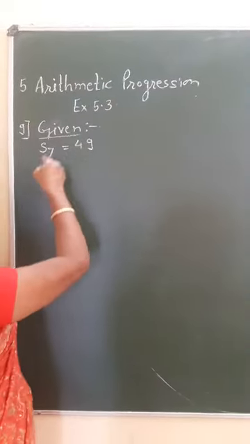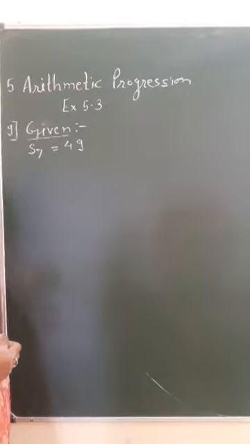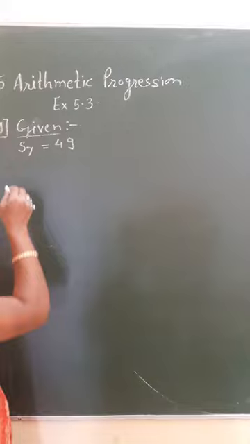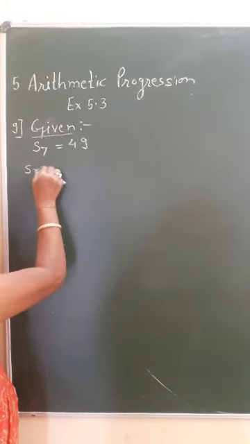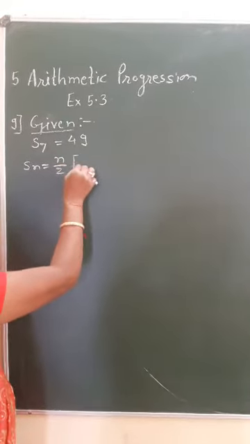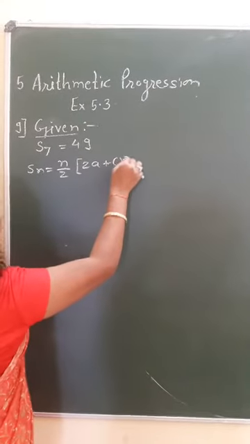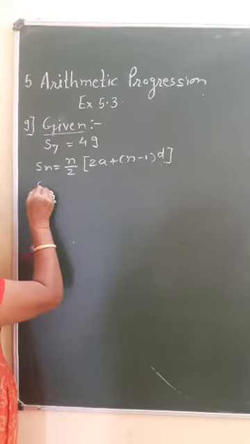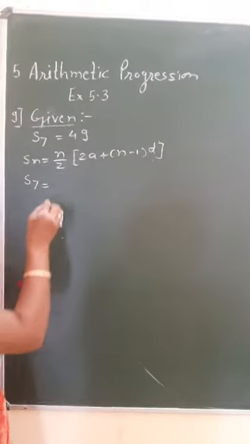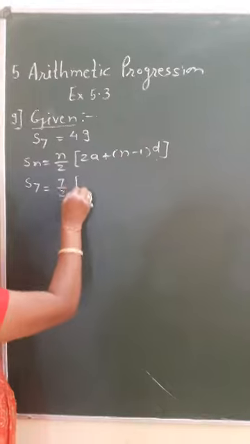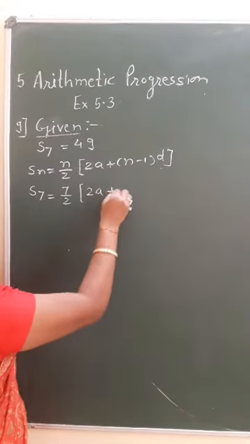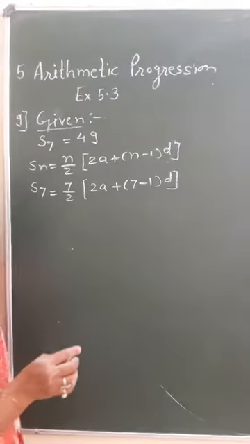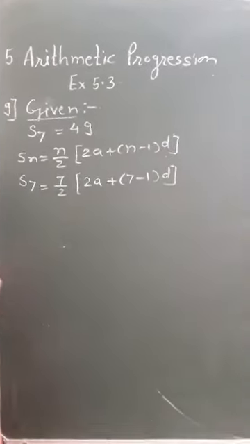In the given data, they have given S7 is equal to 49. The Sn formula is n by 2 in the bracket 2a plus n minus 1 into d, right? For S7, how are we going to get it here? 7 by 2 in the bracket 2a plus 7 minus 1 into d. We don't know a, we don't know d. We have to find them.